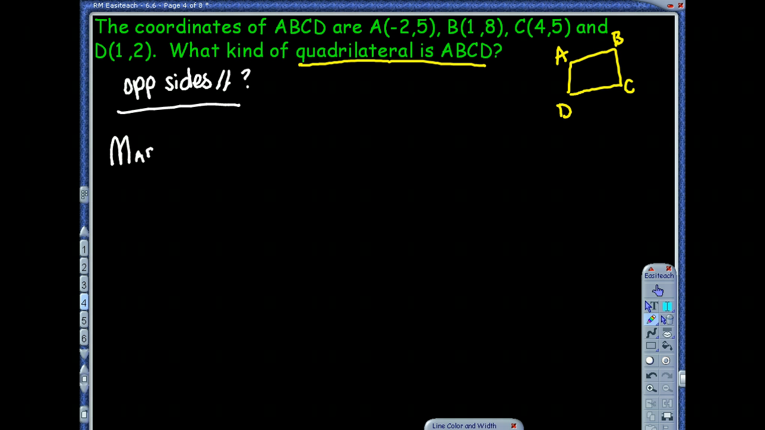So the slope of AB, I'm going to take what? Let's see, AB, 8 minus 5 over 1 plus 2. So that's 3 over 3, which is 1. Okay, so slope of 1. Now, do you want to stick with the opposite sides, or do you want to go consecutive? Yeah, I'll go to opposite. Let's just do that. So DC now.